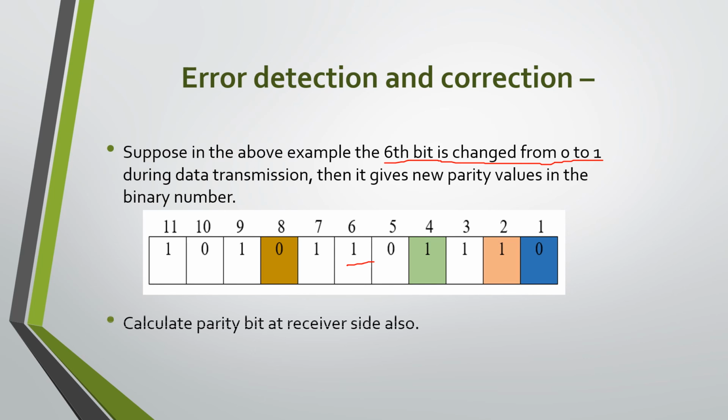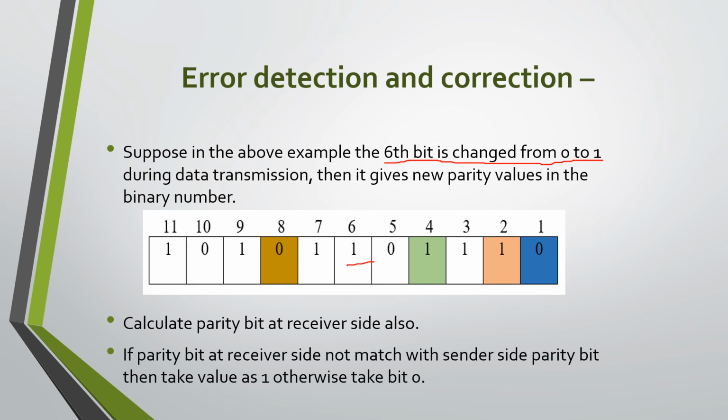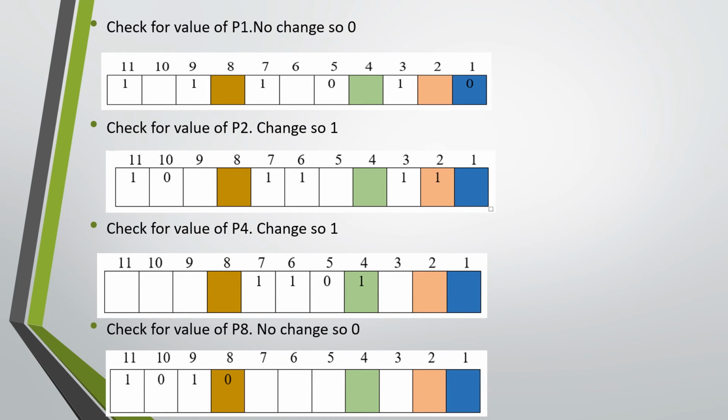Then the next step is the receiver also calculates the parity bits for that whole string, and if the parity bit at the receiver side is not changed from the sender side, then it takes the value 1, otherwise it takes bit 0. So the steps for that are as follows. At the receiver side, find the value of P1, P2, P4 and P8. If there is a change, then take the value 1, otherwise take the value as 0.